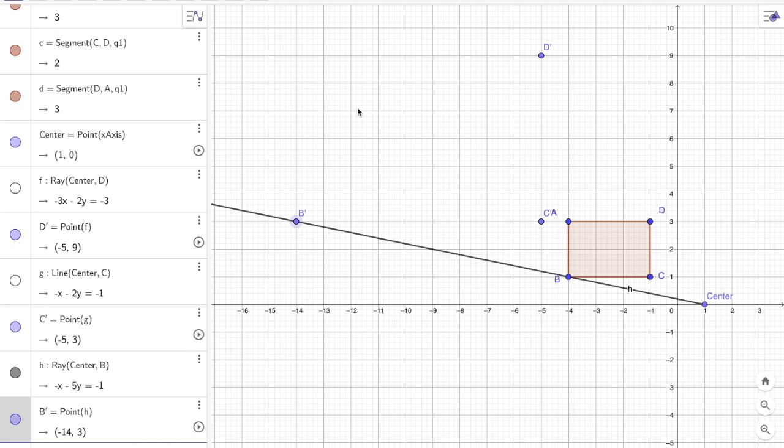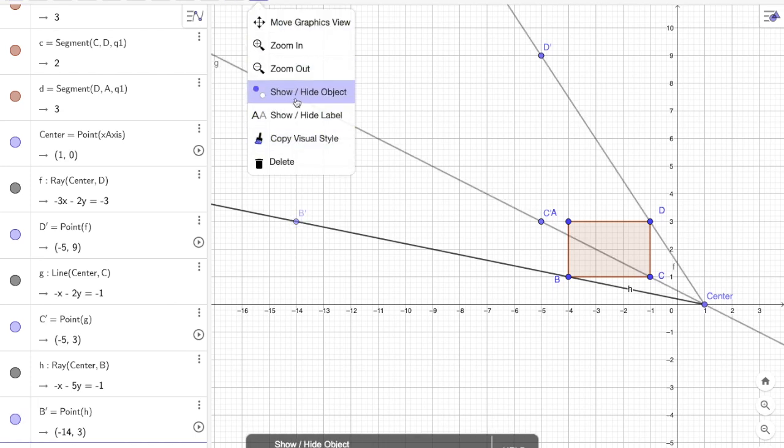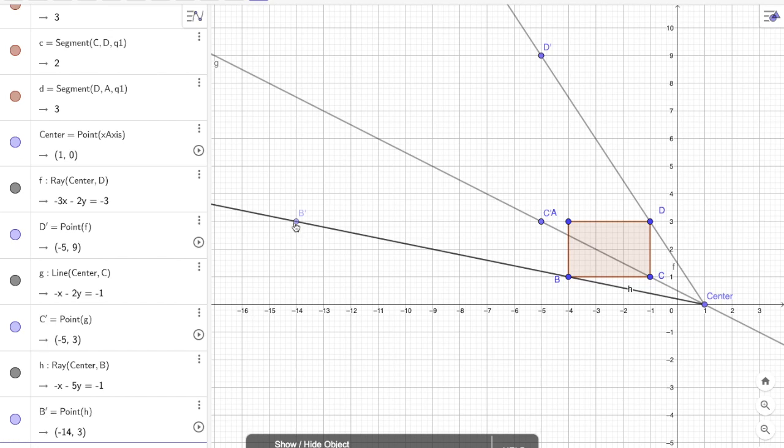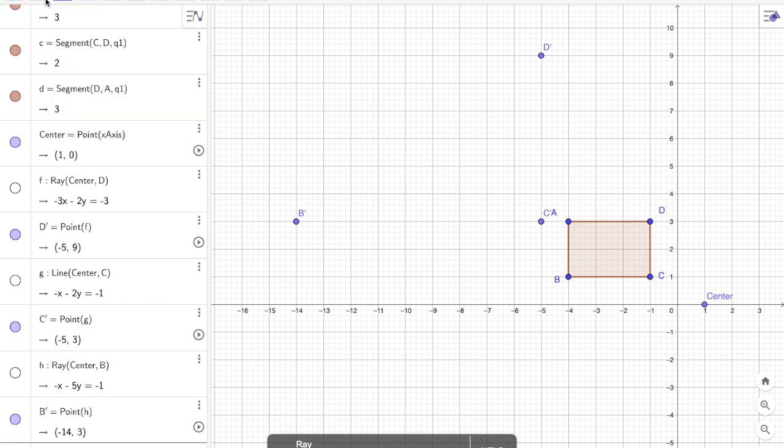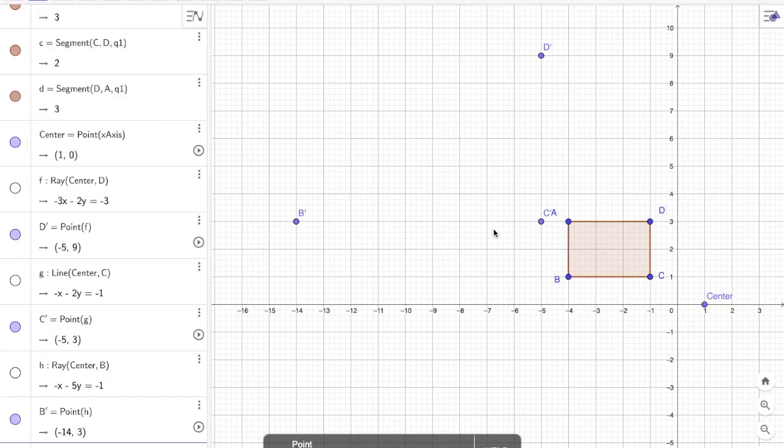So now I want you guys to try on your own and see if you can find where A prime is going to be. So we have D prime, C prime, B prime. Okay, so again, it reapplies the same process. So we're just going to look at the distance from the center to A, which is our pre-image. So I'm going 1, 2, 3, 4, 5 over and up 3.